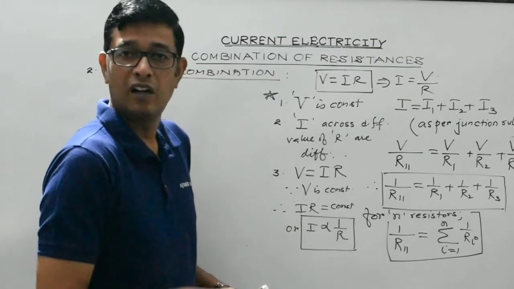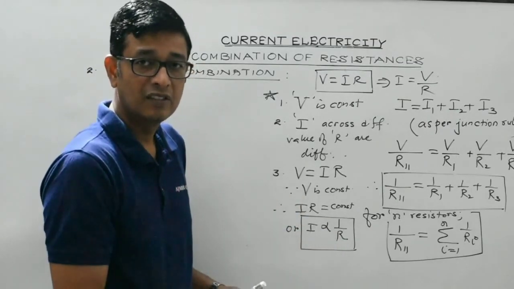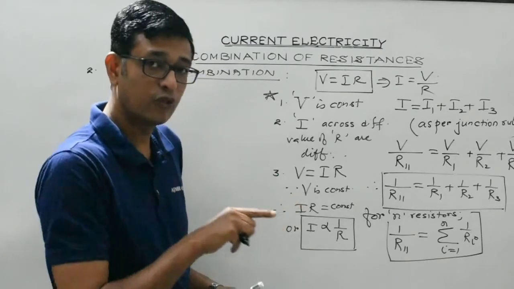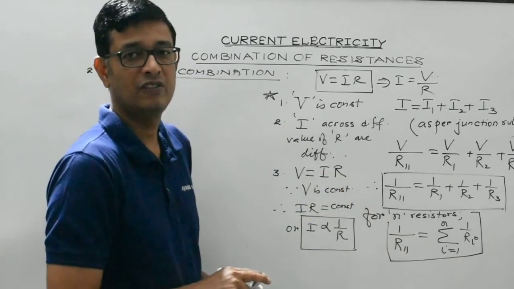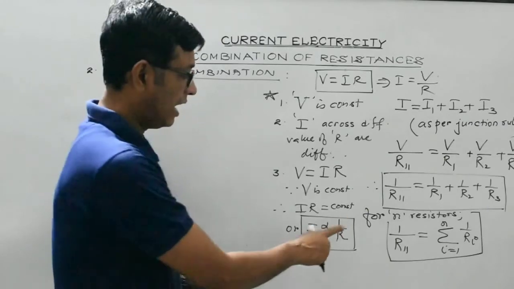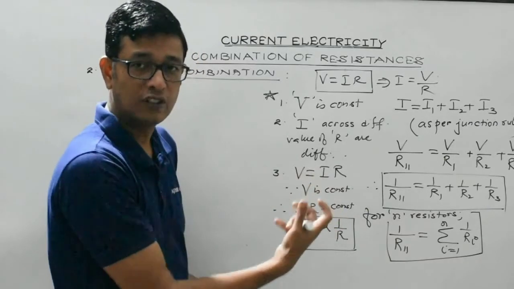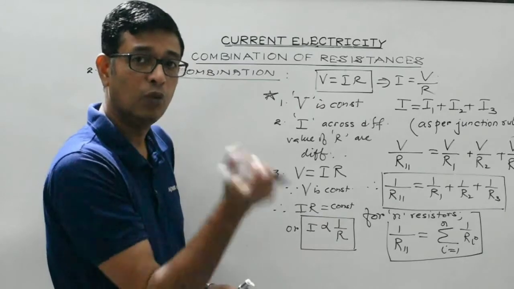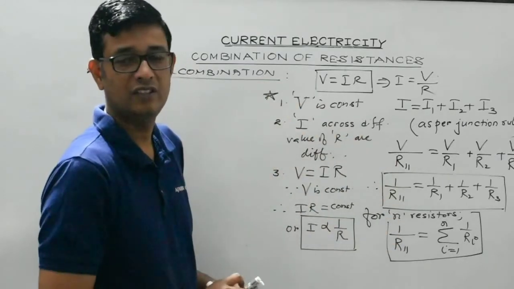So, higher the value of resistance, smaller will be the current flowing through that particular branch. Clear? And lesser the resistance offered by a device, more will be the current flowing through it.